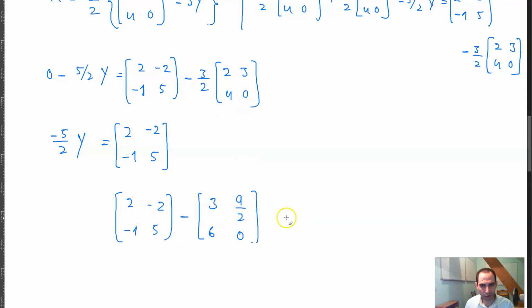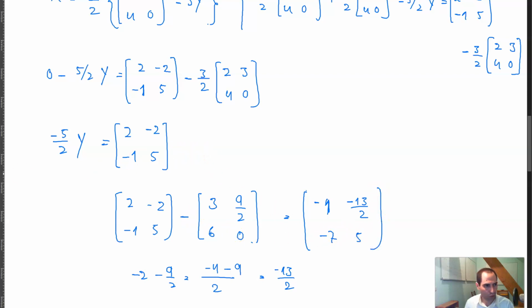And if I do this calculation, I will get basically 2 minus 3 is equal to negative 1, negative 2 minus 9 halves is equal to basically negative 4 minus 9, which is negative 13 halves, negative 1 minus 6 is equal to negative 7, and negative 5 minus 0 is equal to negative 5. So instead of the whole right hand side, I can simply write this matrix, which is negative 1, negative 13 halves, negative 7, and 5.